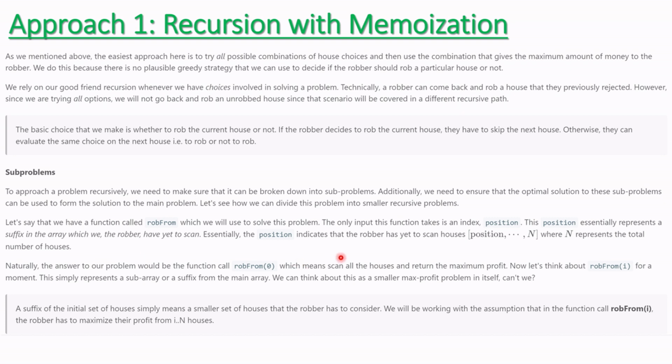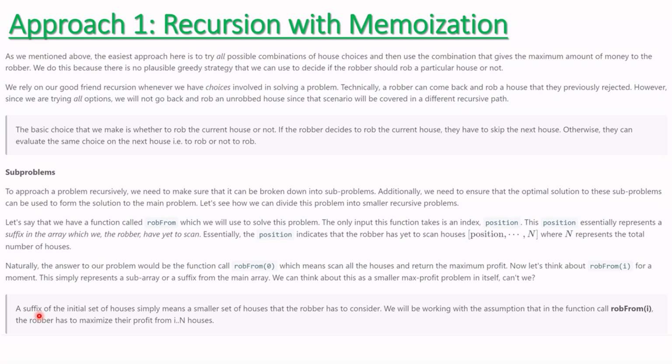This position essentially represents a suffix in the array which the robber has yet to scan. Essentially, the position i indicates that the robber has yet to scan houses i to n, where n represents the total number of houses. Naturally, the answer to our problem would be the function call rob from 0, which means scan all the houses and return the maximum profit. Now let's think about rob from i for a moment. This simply represents a sub-array or a suffix from the main array. We can think about this as a smaller maximum profit problem in itself, can't we?